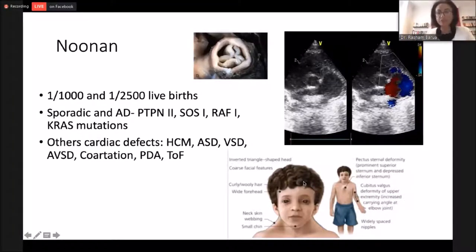Patients have this very characteristic phenotype. So some people originally described this as the sort of male equivalent of Turner's syndrome, with the webbing of the neck, short stature, widely spaced nipples. Remember, it's equally common in males and females because it's autosomal dominant. And it occurs in conjunction with other cardiac defects. So hypertrophic cardiomyopathy, atrial septal defects, ventricular septal defects, AVSDs, coarctations, PDAs, and tetralogy of Fallot.